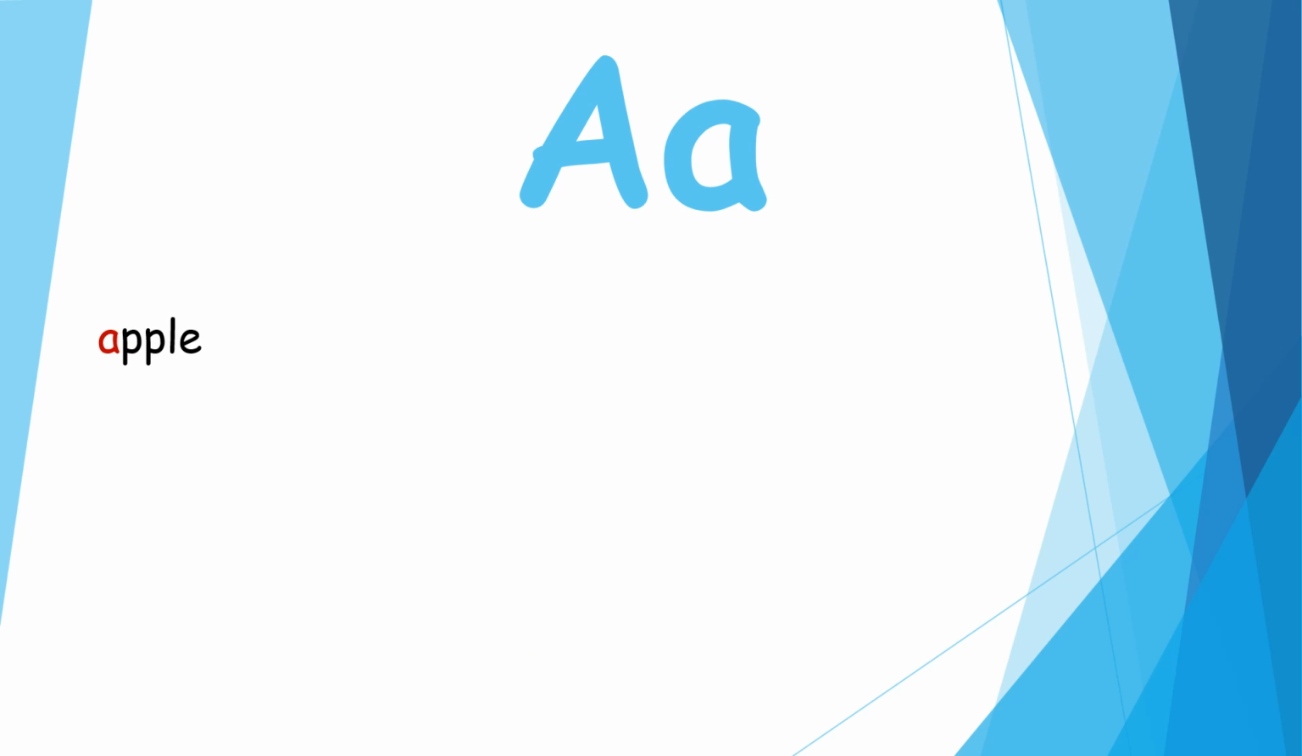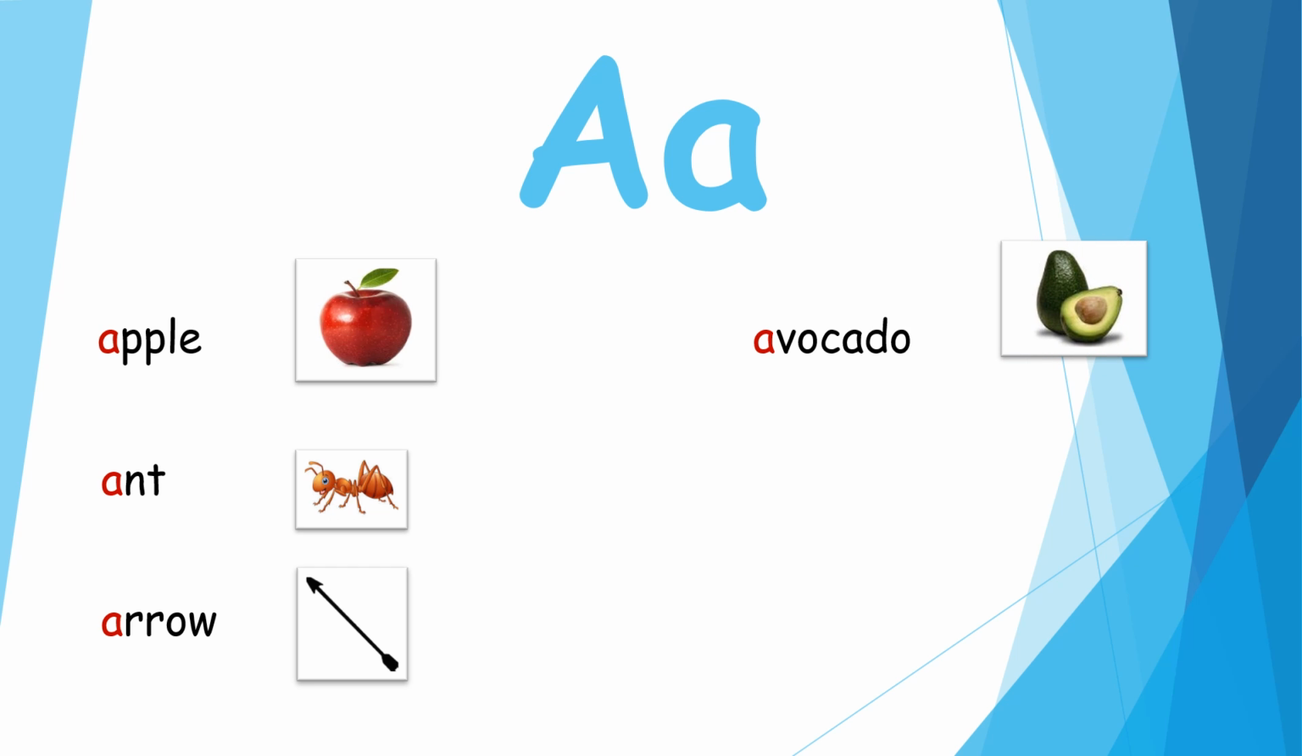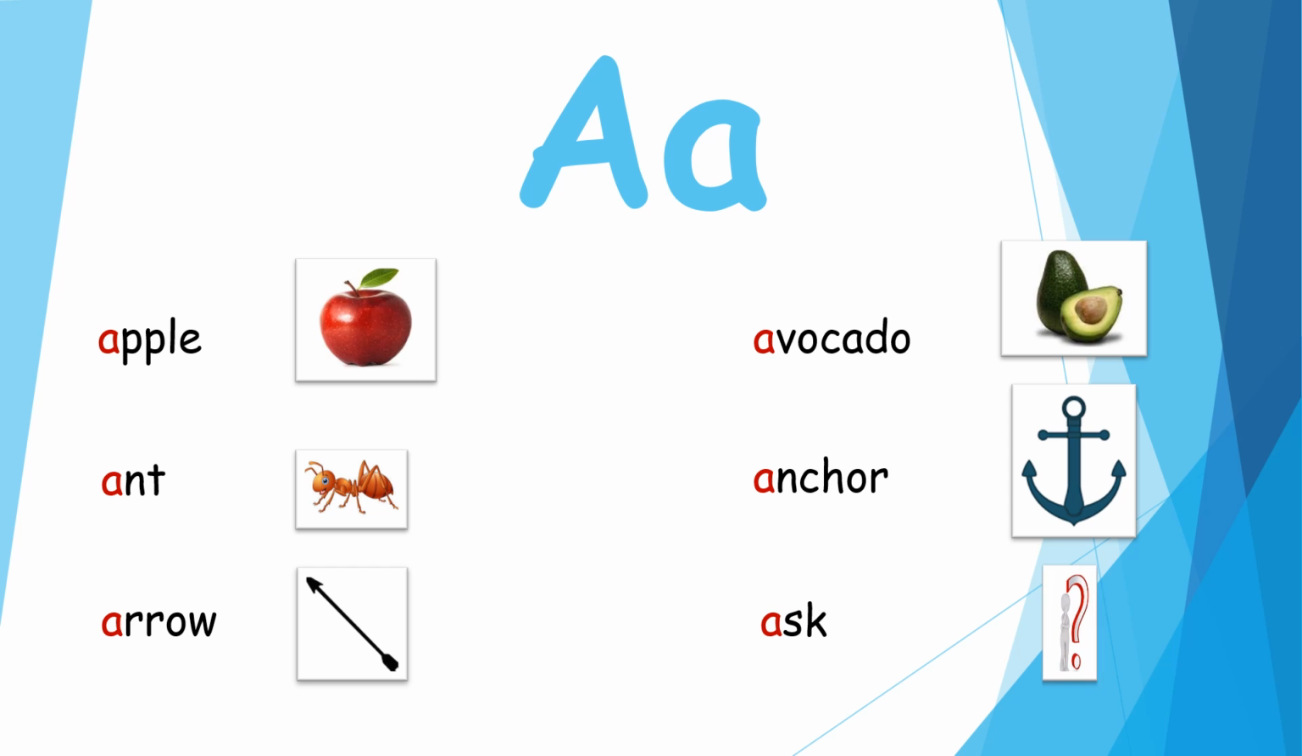A is for apple. A. Ant. A. Arrow. A. Avocado. A. Anchor. A. Ask. A.